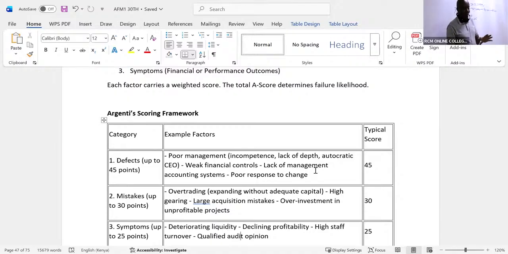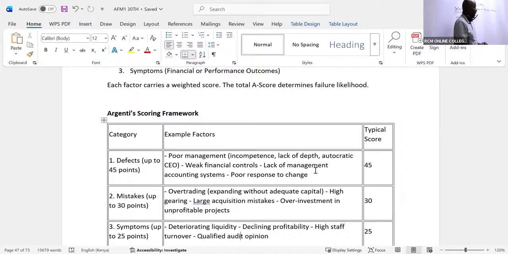Look at your CEO. Does he have depth of managing your company? Is he really good in what he does? Is he a dictator? If he's a dictator, he's too defective, right? So you write 45. Mistakes up to 30 points.